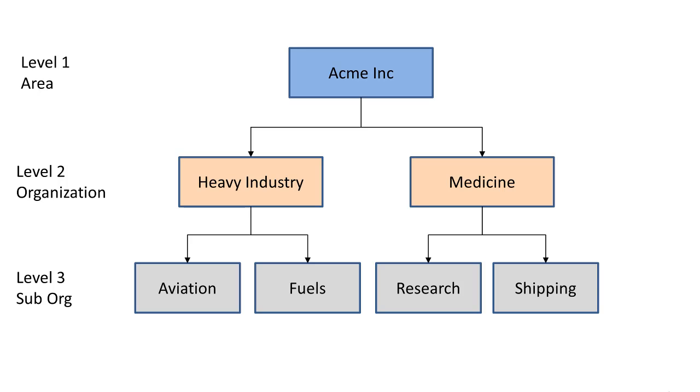This one level abstraction may be enough, but you can go one level deeper. This may be to represent specialisations within a division, a sub-brand or companies within a region. Just remember that properties flow downward. So an API manager for heavy industry can manage aviation and fuels, but not research and shipping.